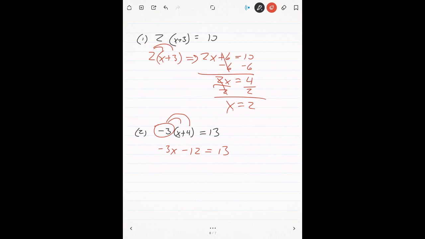I can go ahead and solve this pretty quickly now. I'm going to add 12 to both sides. And that should come out to 25. Then, to get the x to have a 1 coefficient, I'm going to divide both sides by negative 3. And we end up with x is equal to negative 25 over 3. Here we're just using, again, those simple properties of equality to get x by itself.